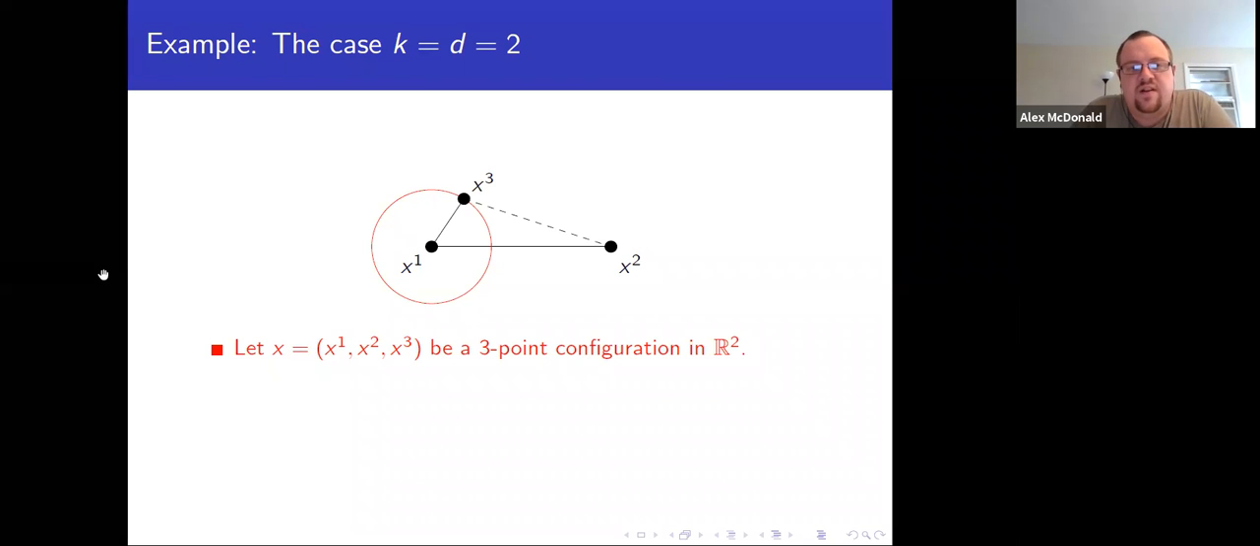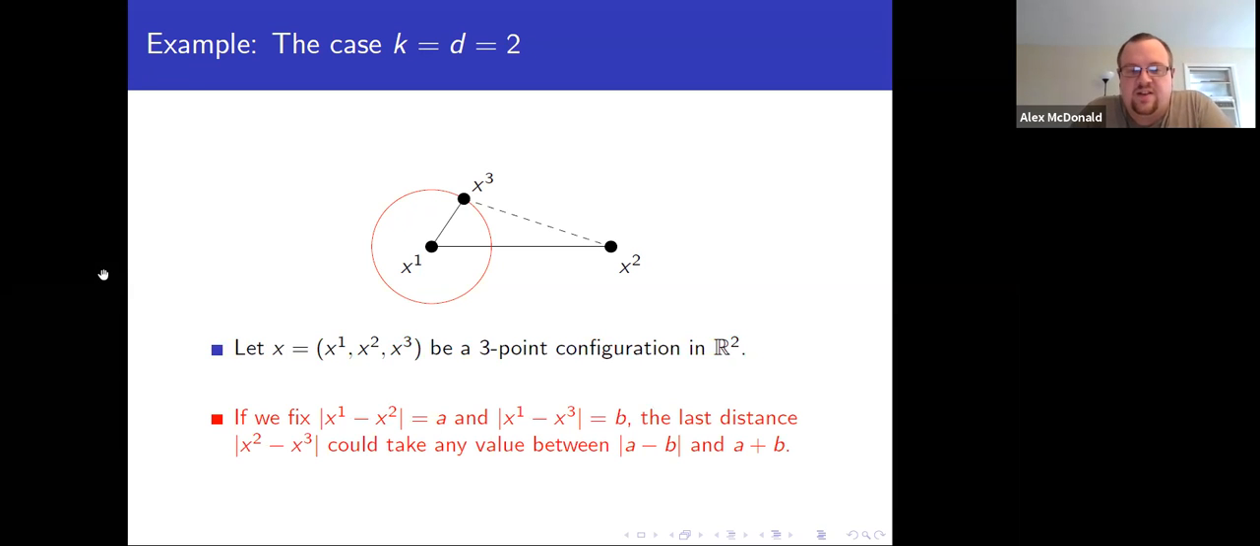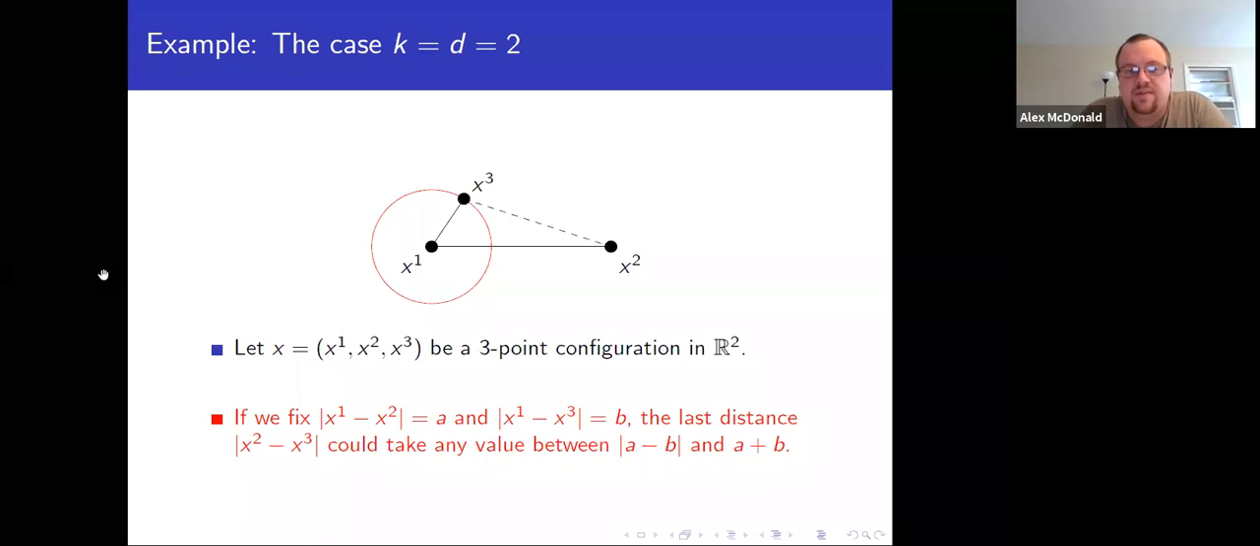Okay, so as an illustration, this is the case k equals d equals 2. So we have a 3-point configuration in the plane. And suppose that we fix distances corresponding to those bold lines, the lines between x1, x2, and x1, x3. Then you still have this degree of freedom to choose x3, and if we fix one distance to be a and one distance to be b, the last distance can take any value between the difference and the sum, a minus b and a plus b. So this is telling us that if we identify the congruence classes by simply looking at tuples of distances, we have a positive measure set in our k plus 1 choose 2. We have a set with interior.